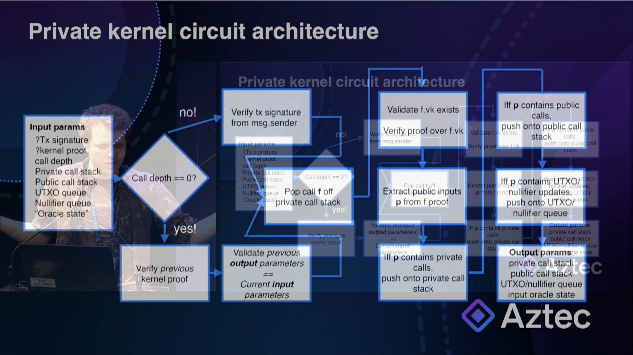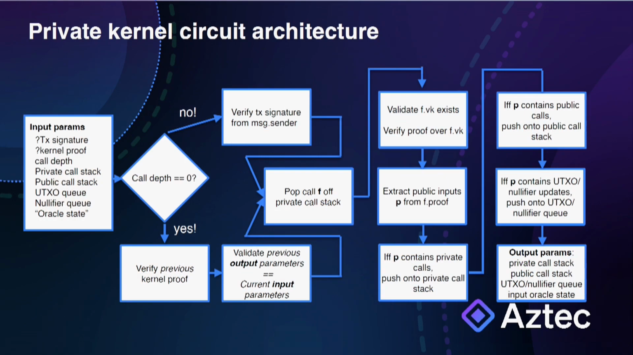And so this is a toy architecture for this kernel circuit. The reality is more complicated than this, but this is roughly how such a circuit's logic would proceed. You have one conditional branch: if the call depth, the number of calls you made, is zero, you're starting from scratch, so you don't have any previous recursive proof to verify. Instead, you verify a signature from the message sender. Then you pop a function off the function stack. You grab the verification key from a state root. You verify the key exists. You verify the proof is correct. You extract from the proof public inputs that you will interpret according to this contract API. Those public inputs may contain instructions to submit additional function calls, so they get pushed back onto the function call stack.